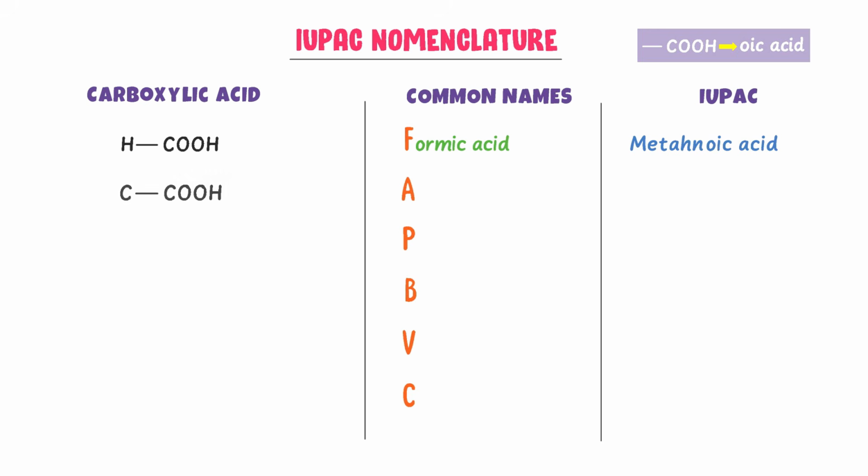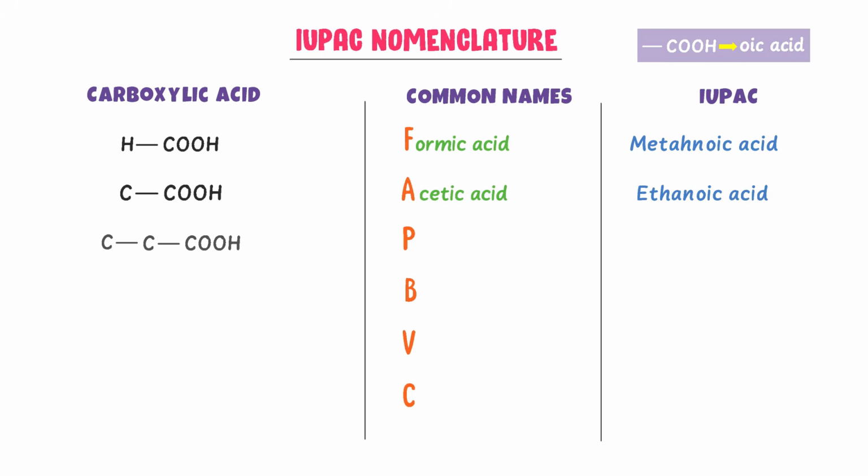Secondly, consider this organic compound. There are two carbons present in it. I write ethane. For COOH, I write oic acid. So I get ethanoic acid. What about its common name? Well, A stands for acetic acid. So the IUPAC name of this compound is ethanoic acid and its common name is acetic acid.